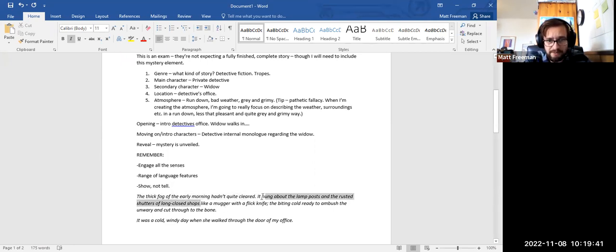So what I'm doing here is I'm setting the scene a bit without telling you this is taking place in a street, without telling you that this is taking place in a city. You've got the lampposts, you've got the shops, and the rusted shutters of long closed shops is telling us that this location, this neighborhood, is probably quite run down.